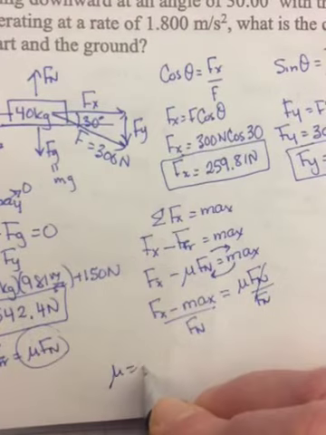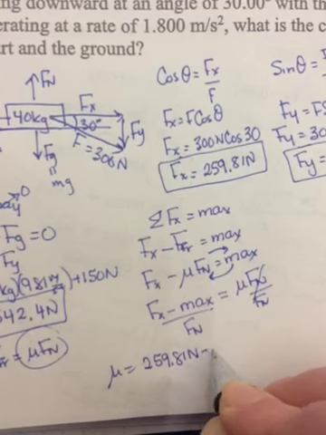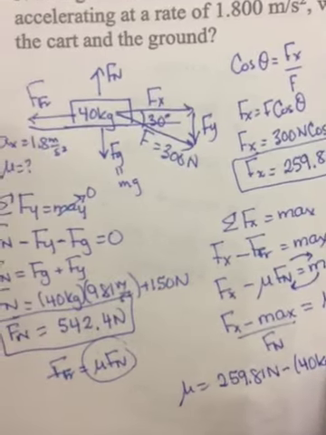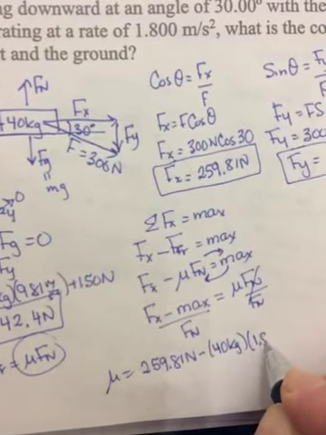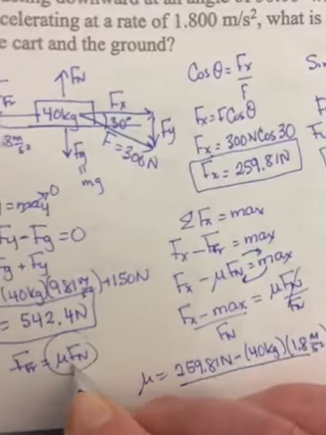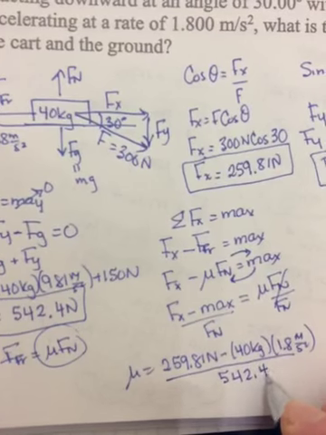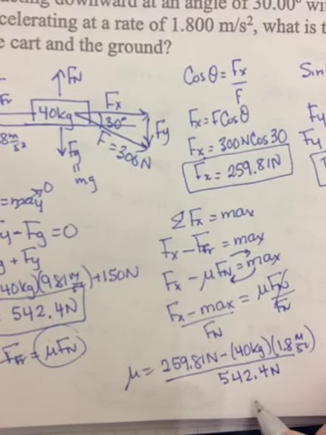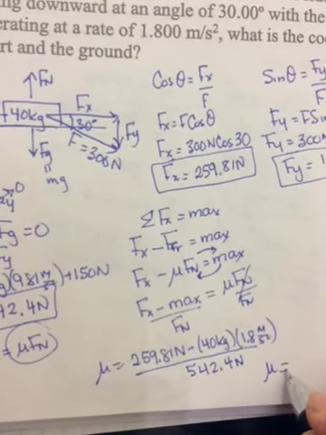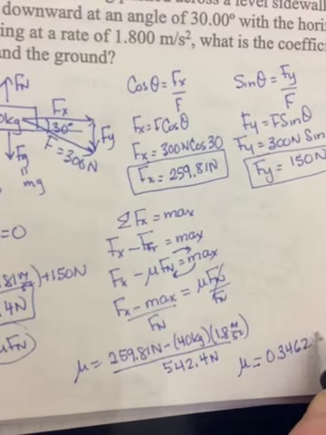So mu is equal to our Fx, which was 259.81 newtons, minus our m, which is 40 kilograms, our a, which was 1.8 meters per second squared, divided by our Fn that we found a minute ago, 542.4 newtons. Okay, and when you do this, you should get a mu of 0.34625.